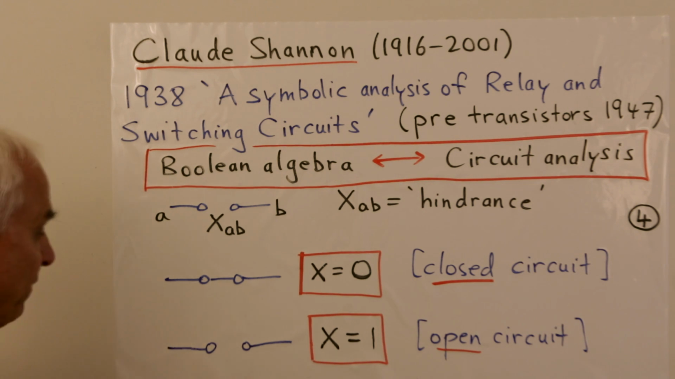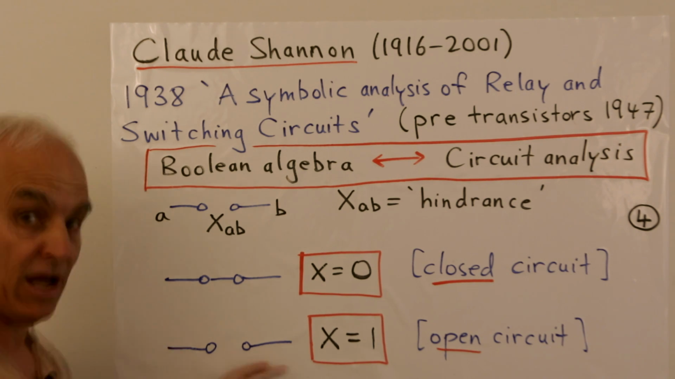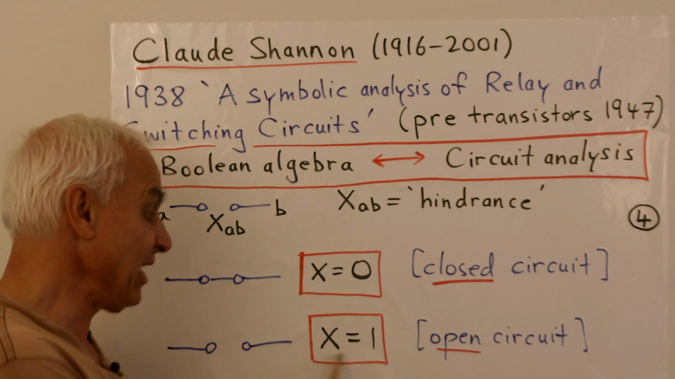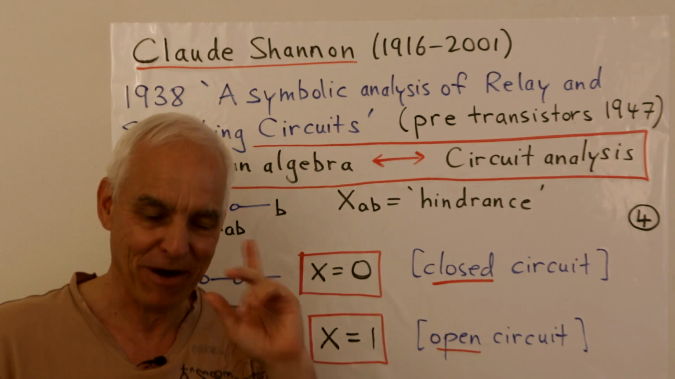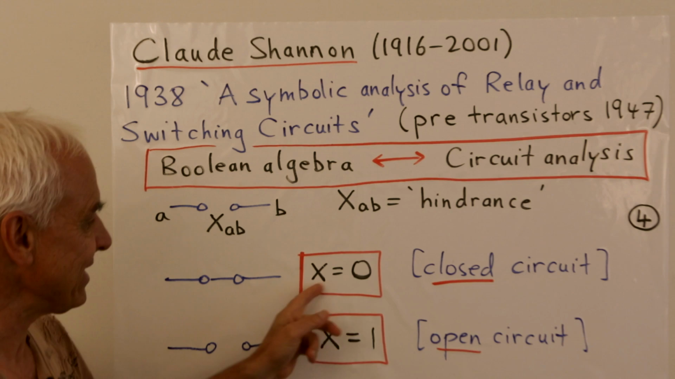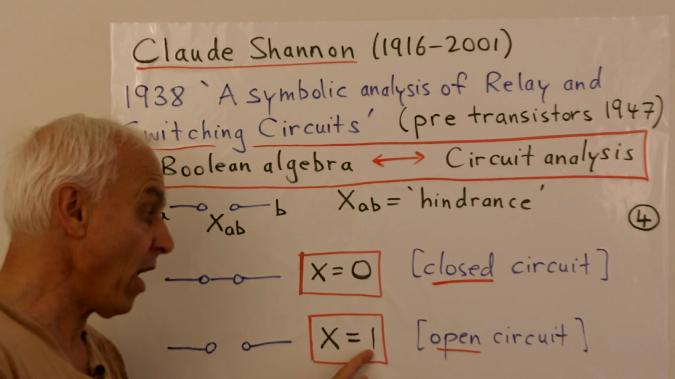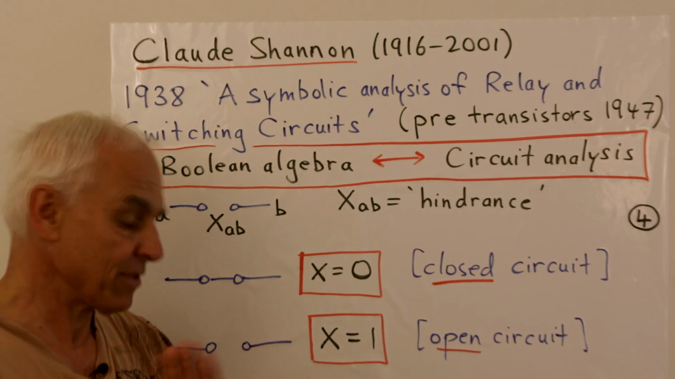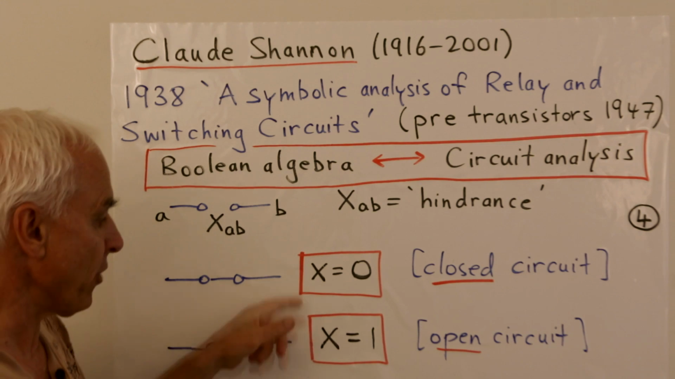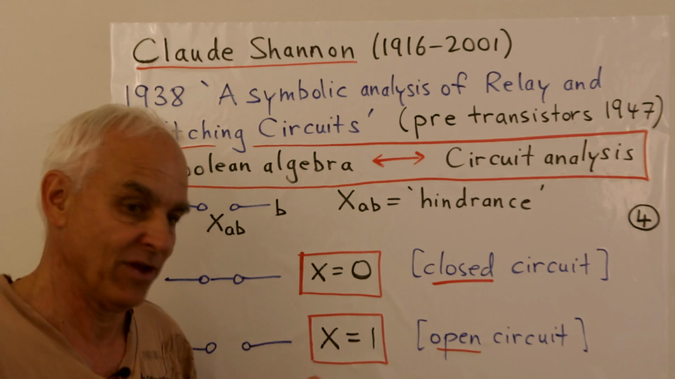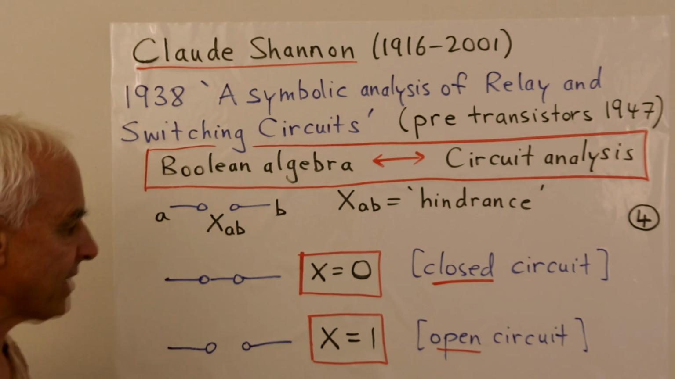The circuit is actually closed. On the other hand, if the circuit is not closed, if it's an open circuit like this and current cannot flow, then we say that the hindrance is 1. So this is a little bit opposite from our usual thinking. Okay, so x equals 0 means closed circuit, means that the current can flow. X equals 1 means open circuit, the current cannot flow. So this is not measuring whether the circuit is on or off, it's measuring whether the hindrance is off or on.